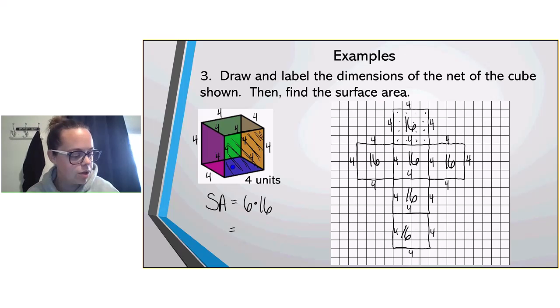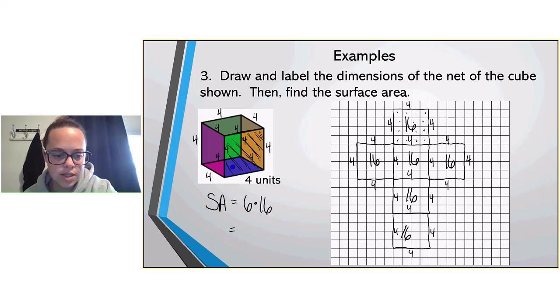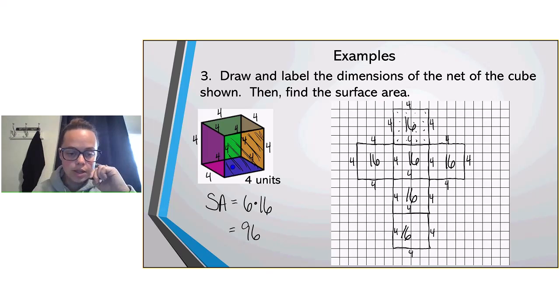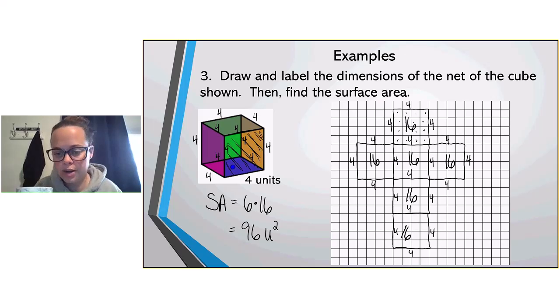And 16 times 6, what did you say it was? 96? 86. 96. I think you forgot to carry. 96. 6 times 6 is 36. Oh. And we would say units squared because, again, we're on this net, on this grid, so we don't have inches. We don't know if those are inches or centimeters or anything like that.